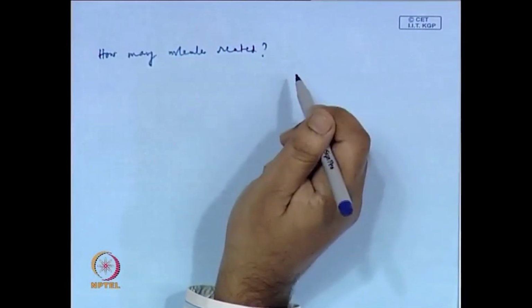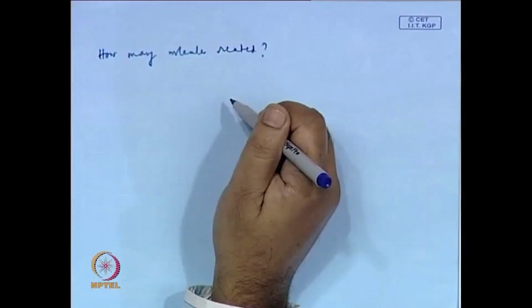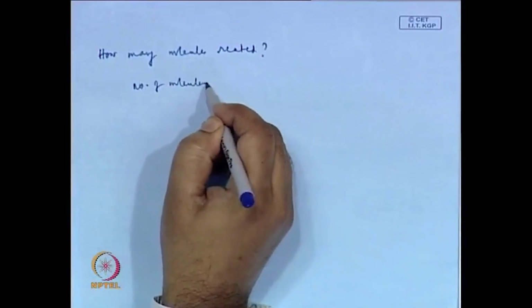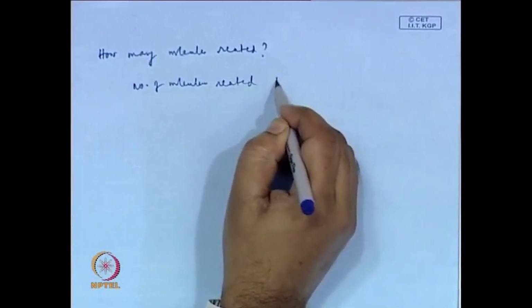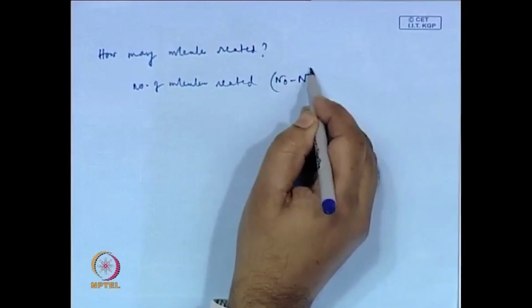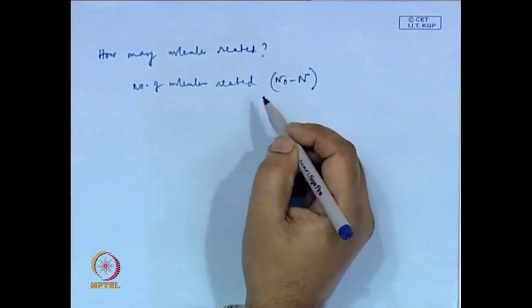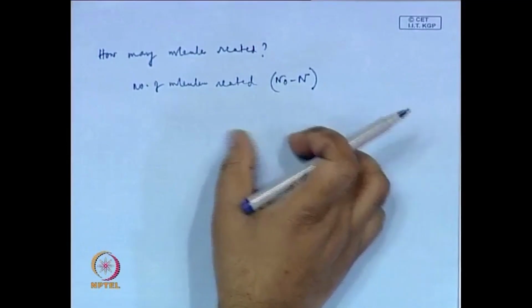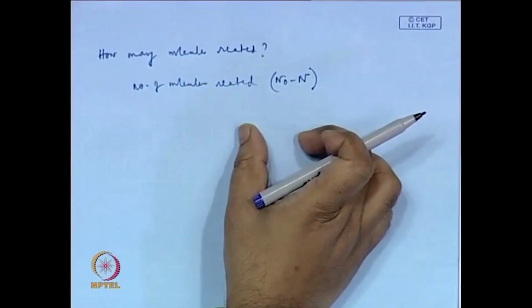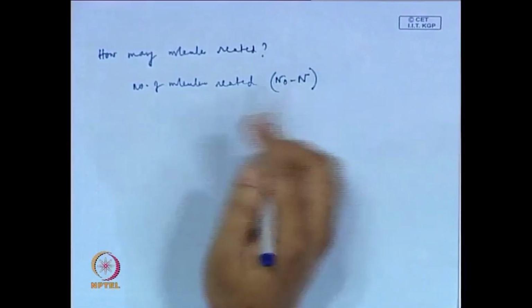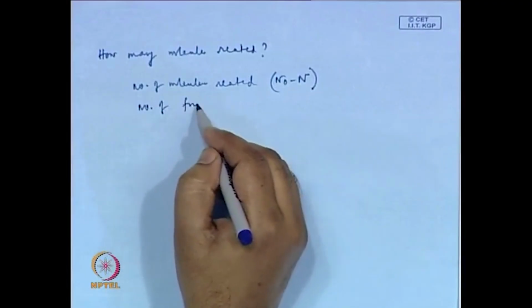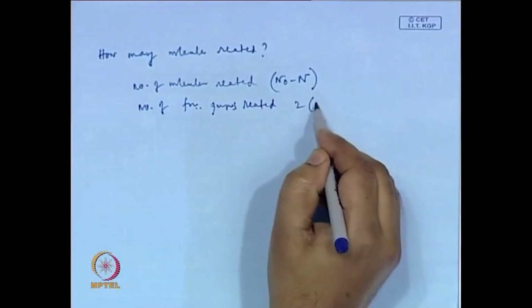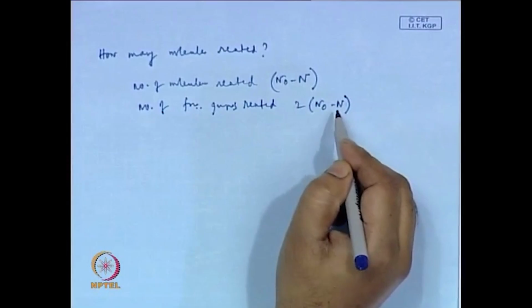N0 was the number of molecules at the beginning, and N is the number of molecules now. So the number of molecules reacted is N0 minus N. So, the number of functional groups reacted: when one molecule disappears, how many functional groups are reacting? 2 functional groups. So the number of functional groups reacted is twice (N0 minus N).